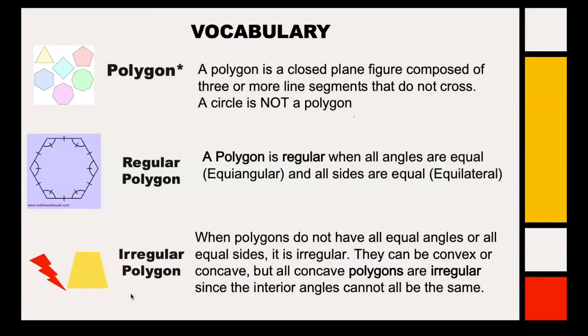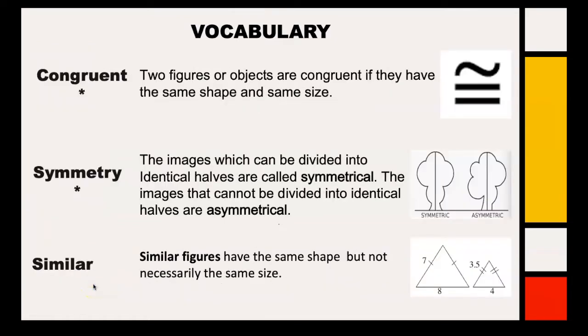Then we have an irregular polygon. That's when your sides are not the same or your angles may not all be the same. And they could be convex or concave. Concave just means there is a little dip in the middle. Congruent, you see the asterisk, are objects that have the same shape and the same size. And of course, you have that congruent symbol here.